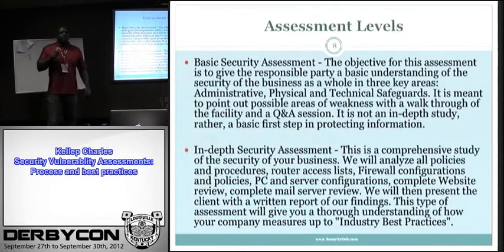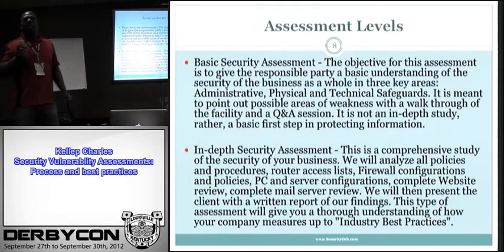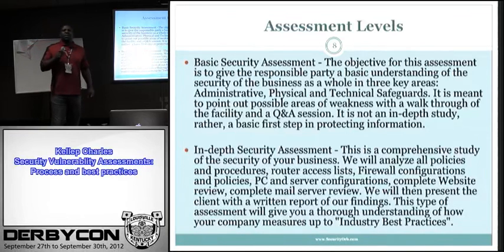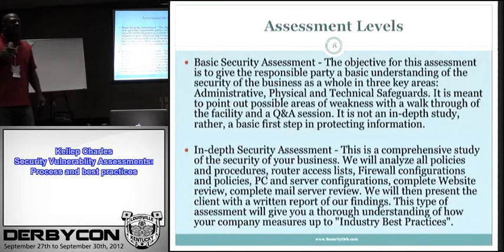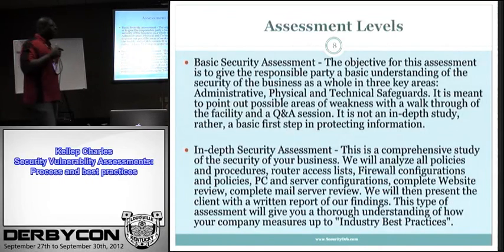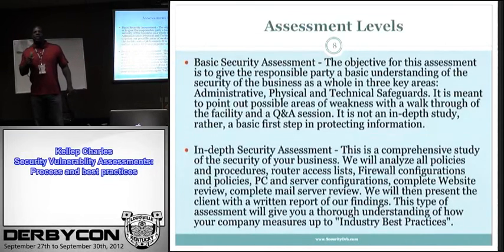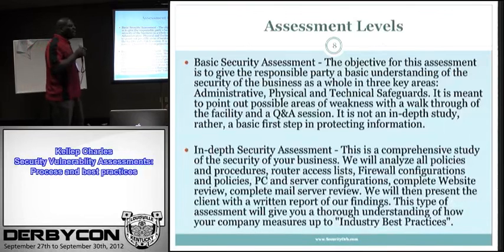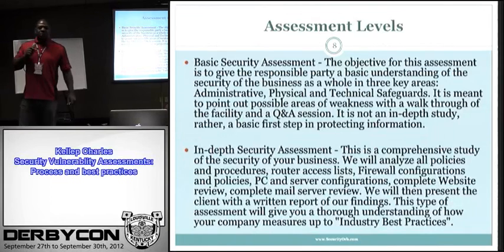So when we talk about security assessment levels, the first one is the basic security assessment. We mainly use basic security assessments when we have a partner site that might be coming on, but we don't have an interconnection agreement with them. Basically we'll go into the site, we'll look at their physical security, make sure that they have the proper controls to get into the processing lab. We'll also take a look at their technical safeguards to make sure that they have timeouts on their passwords.